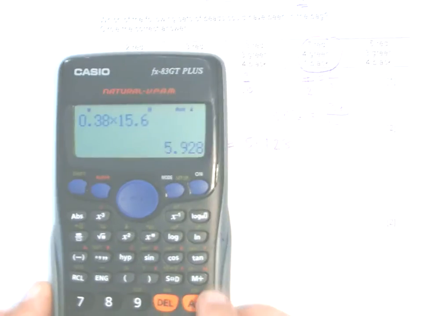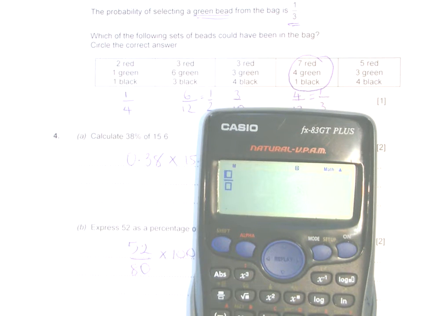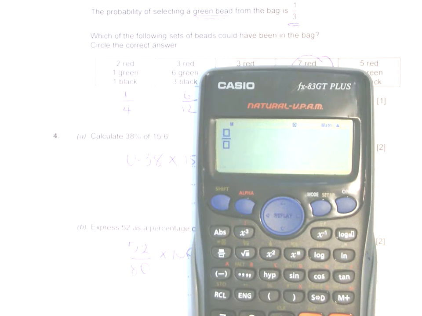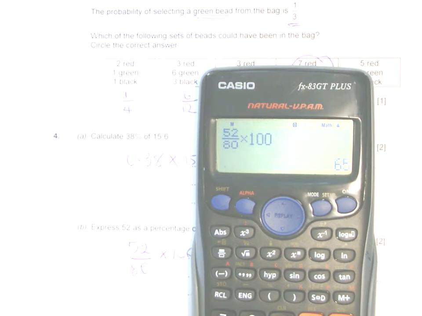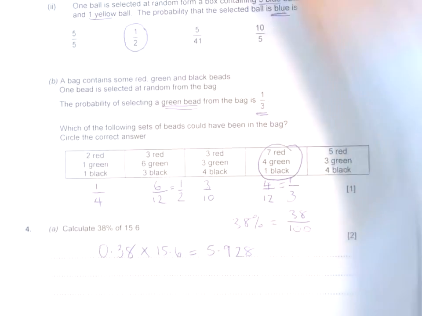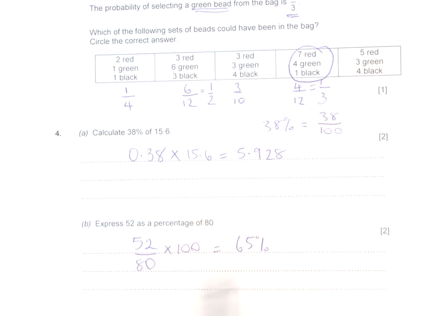So if I get my calculator out, now 52 over 80, if I press that fraction button there, a lot of you have been using that. I can write in 52 on the top, press the arrow down, 80 on the bottom, press the arrow across, times 100, and I get out the answer, look, 65. Now in terms of marks for this, of course, 2 marks for the full answer. If you haven't got 65% out, but you've written this sort of calculation, you would have still got a mark. Okay, next question.